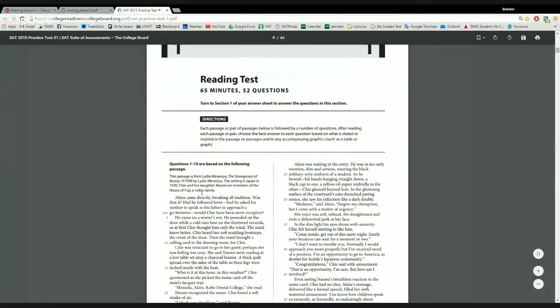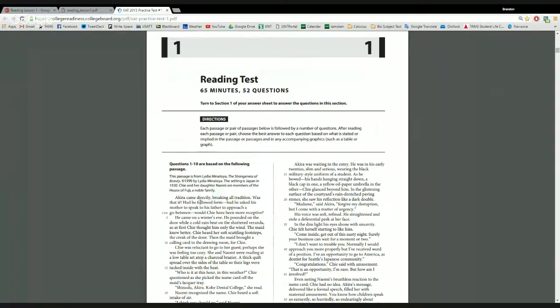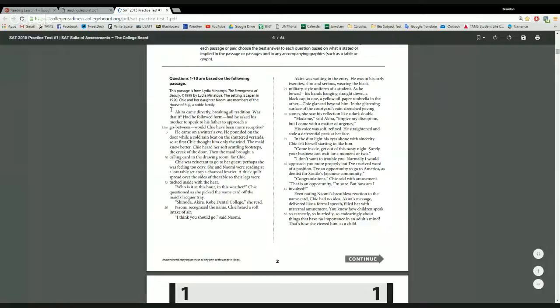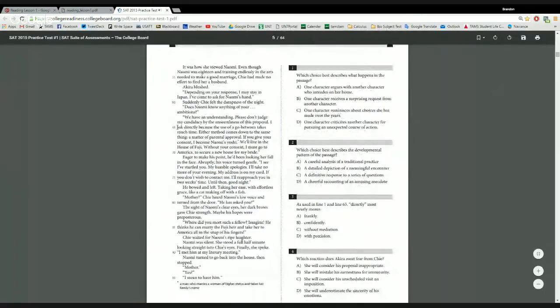Akira came directly, breaking out tradition was that a heady follow form had he asked his mother to speak to his father to approach a go-between. Keep in mind, I didn't only read this one sentence. I actually read the whole paragraph to get the general context of what this is asking. They go to line 65 directly because use of go-between takes much time. I actually want to read a bit about it.